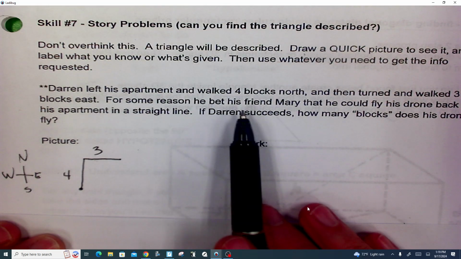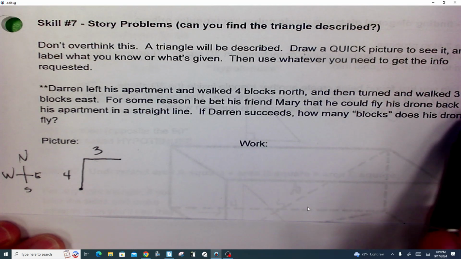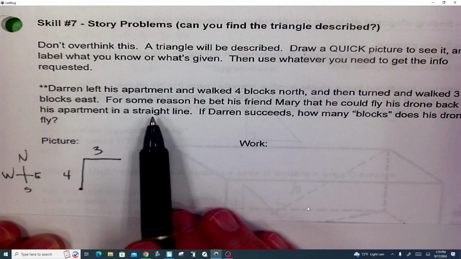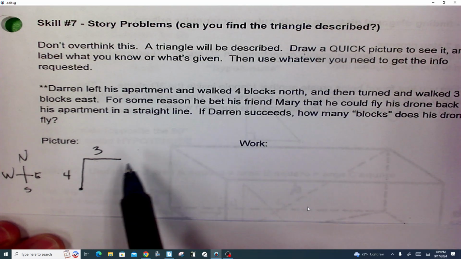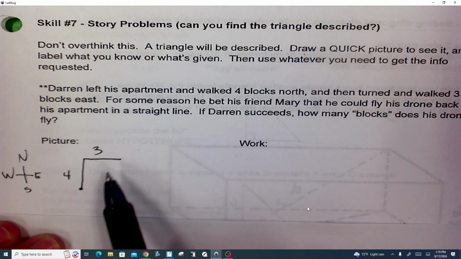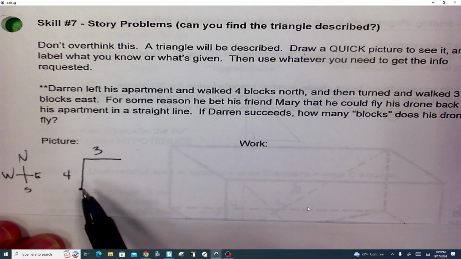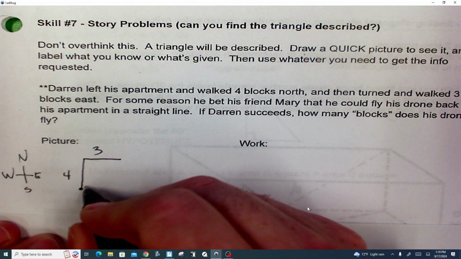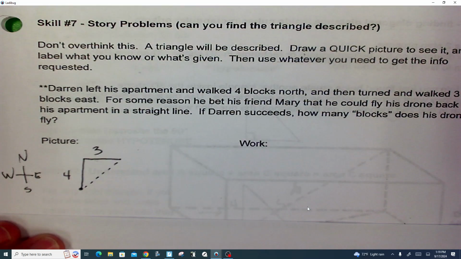Now, for some reason, he bet his friend Mary that he could fly his drone back to his apartment in a what? Straight line. Well, this is where Darren is. This is where Darren was. And we want to go in a straight line. So can you just maybe do a dashed line? You don't even have to do a dashed line. It could be a solid line. But he's wanting to fly the drone back. I think it would be next to impossible. I don't know what the distance is on those drones, but I'm sure there's some out there. If it's expensive enough, he could. Probably not Darren's.